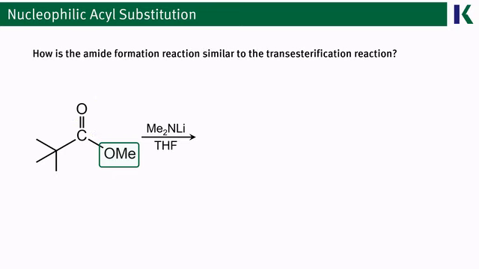Given the setup, how can you tell that this reaction will proceed in a similar way to the previous transesterification reaction? As before, the first step is to identify the electrophile, and this is made easier because we have the same starting material, which we again expect to act as the electrophile. The second step is we need to identify our nucleophile. Well, it's not exactly the same.